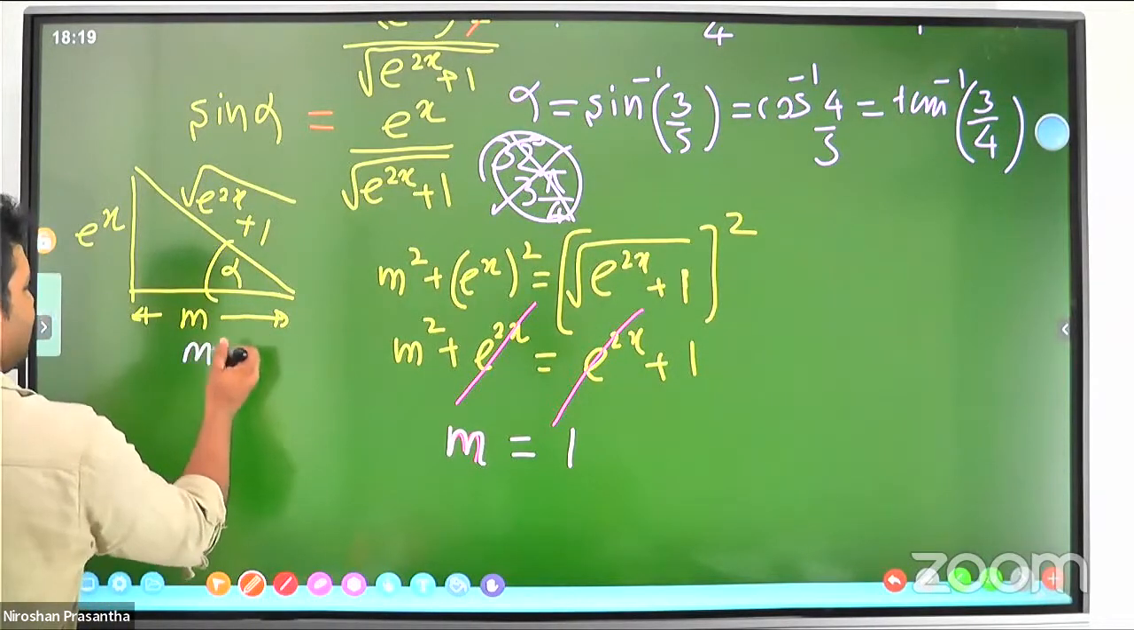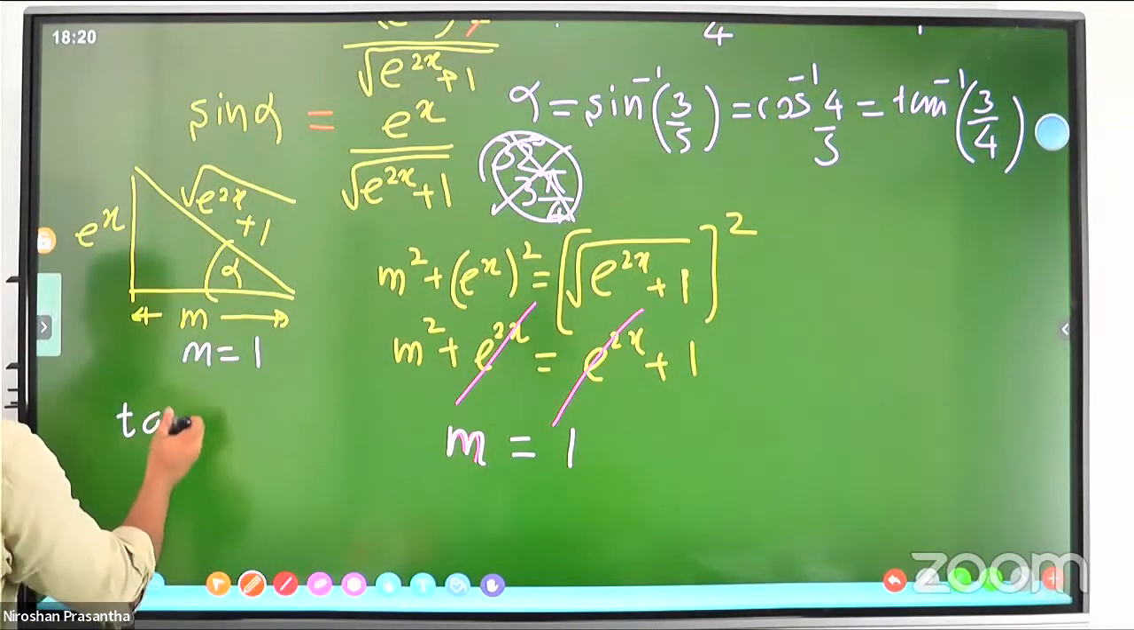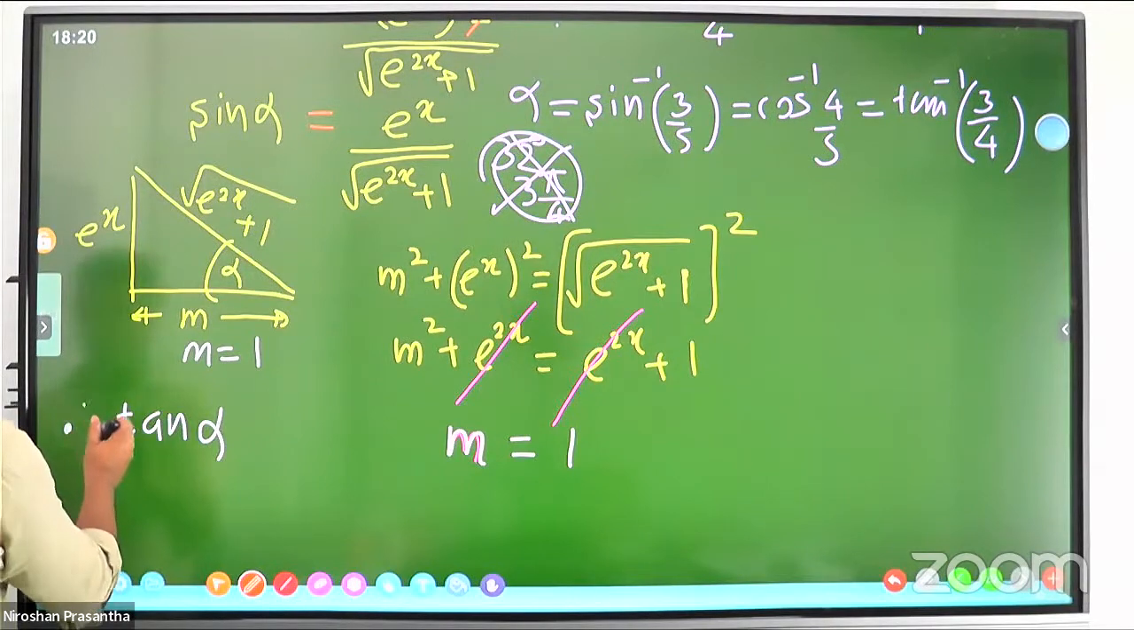m is 1. Now what is then tan alpha? What is tan alpha?